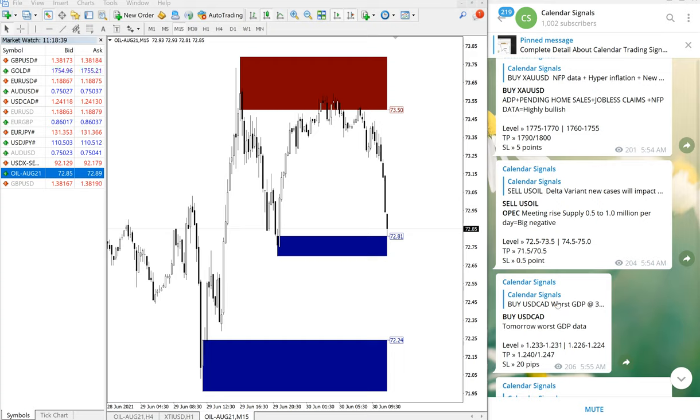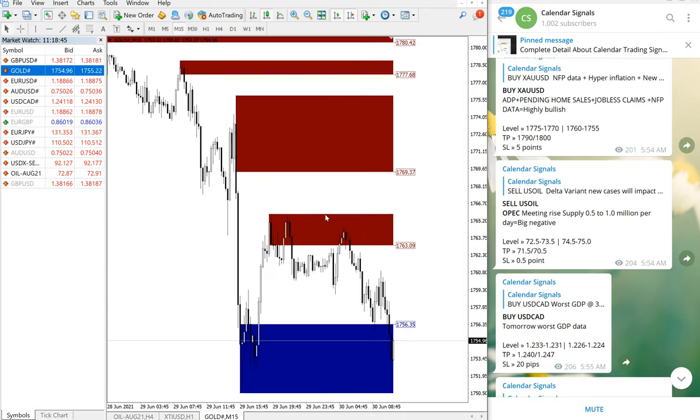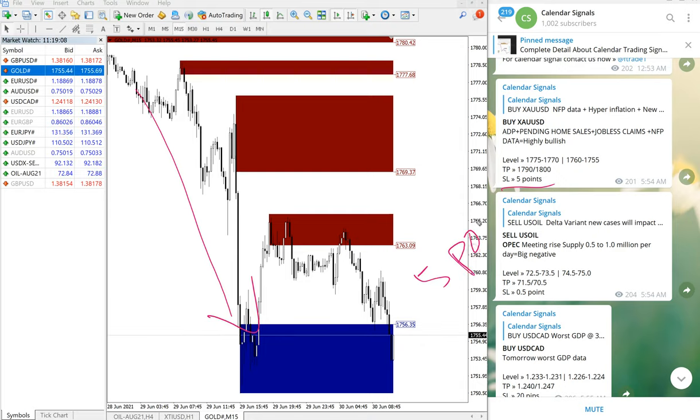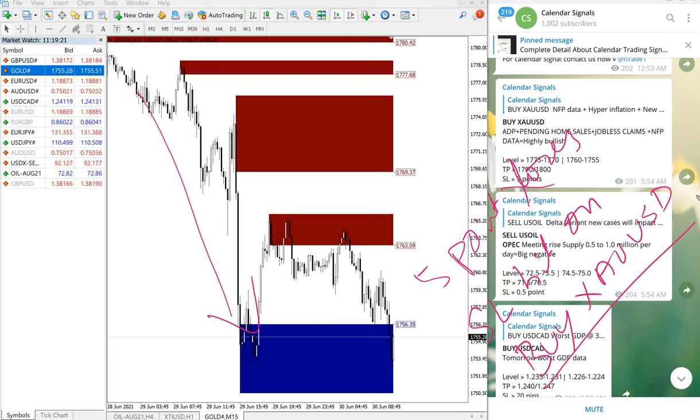And then the next signal, XAUUSD: our prediction went wrong and the stop loss hit. We gave buy XAUUSD on 29 June and made a loss of 5 points. As you can see on the chart, it is a clear downtrend. So SL hit on buy XAUUSD with a 5 point loss. Out of 4 signals, 3 performed and 1 SL hit.